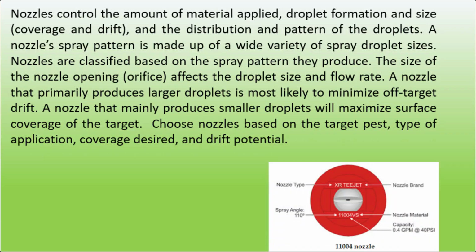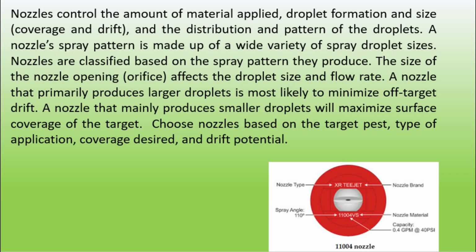Nozzles control the amount of material applied, droplet formation and size, coverage and drift, and the distribution and pattern of the droplets. A nozzle spray pattern is made up of a wide variety of spray droplet sizes. Nozzles are classified based on the spray pattern they produce. The size of the nozzle opening or orifice affects the droplet size and flow rate.